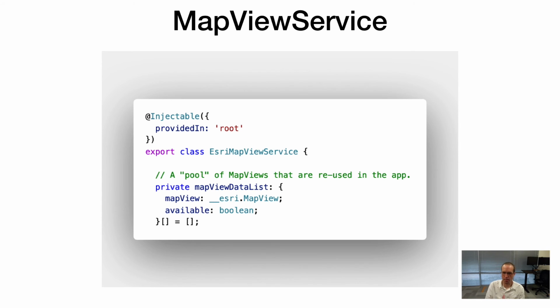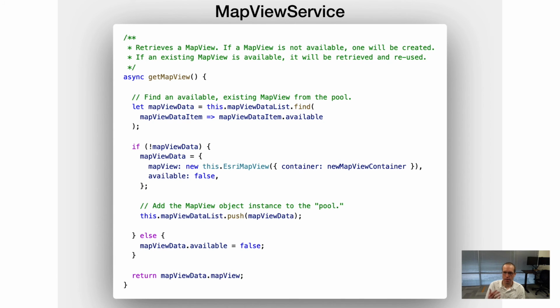So we're going to store them there and track them there and potentially reuse them from there. Let's look at the method to get a map view. This retrieves a map view. If one's not available, it will create one. If there's an existing map view available, it will be retrieved and reused.